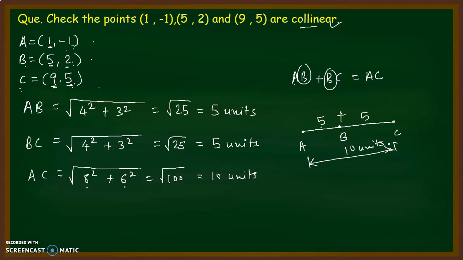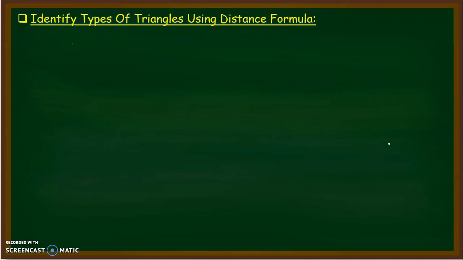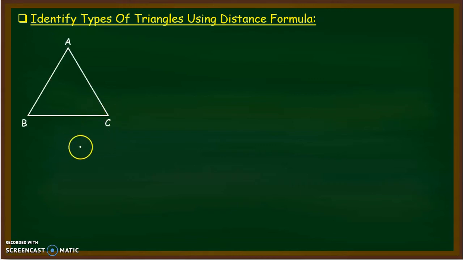Now let's see another type of question, that is to identify the types of triangle using the distance formula. There are different types of triangles. Let's see the first type of triangle, that is the equilateral triangle. If you want to check whether the triangle is equilateral or not, what is the property of an equilateral triangle? All the sides are equal.